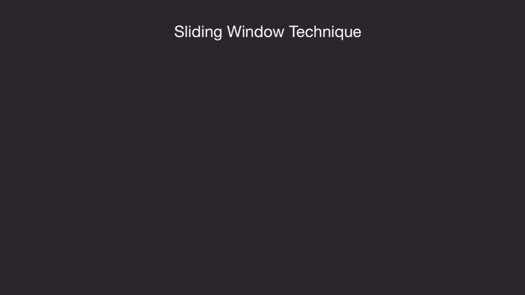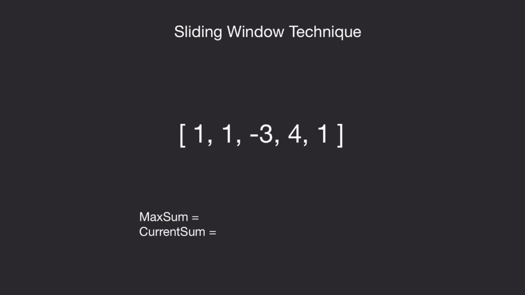So let's use the following example, this array with 1, 1, -3, 4, and 1. And we're going to keep track of two variables, max sum and current sum. The max sum will keep track of the max sum across all windows, or subarrays, and the current sum will keep track of the window's current sum of all its elements. The window is initially set to the first element of the array, and to represent the window, we're going to use two pointers, the start and end pointers pointing to the first element.